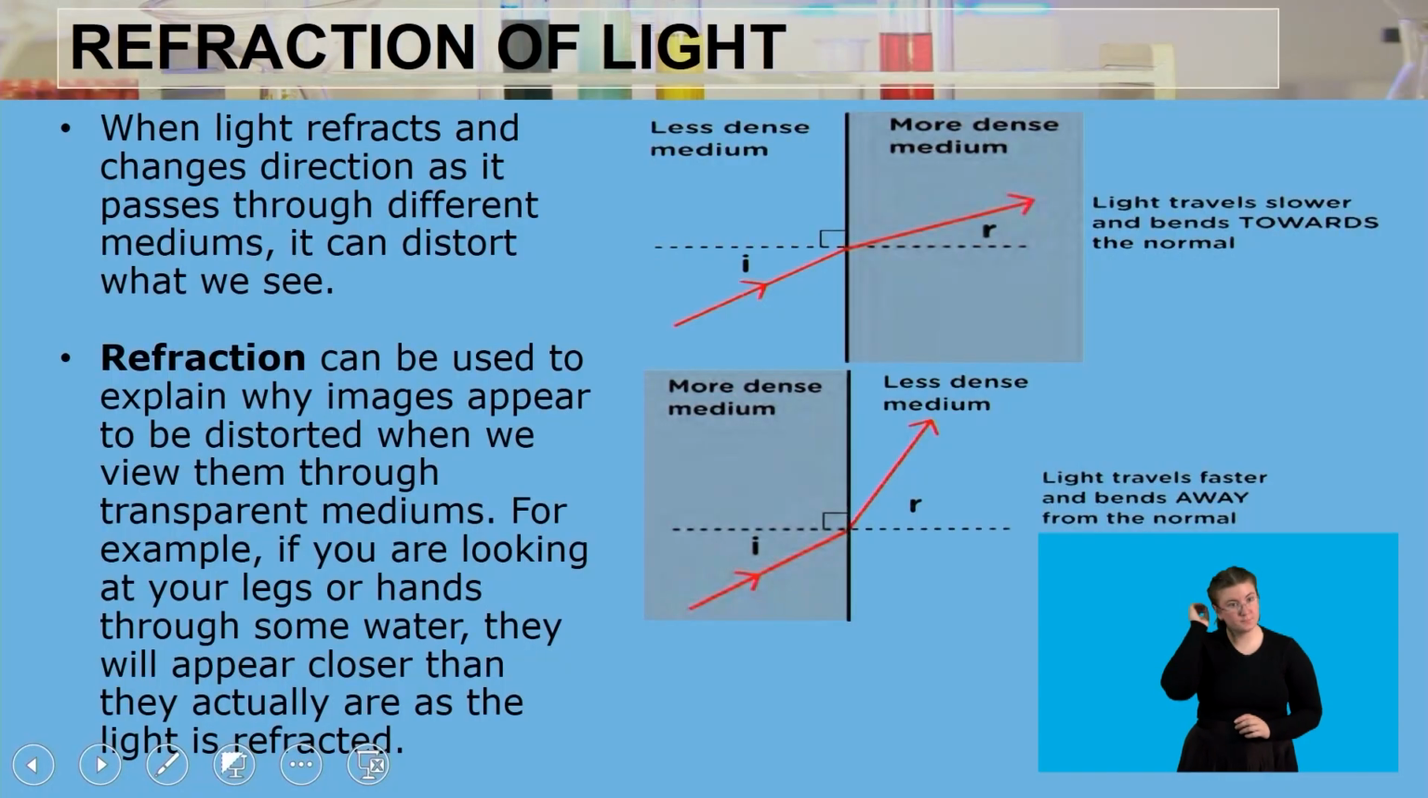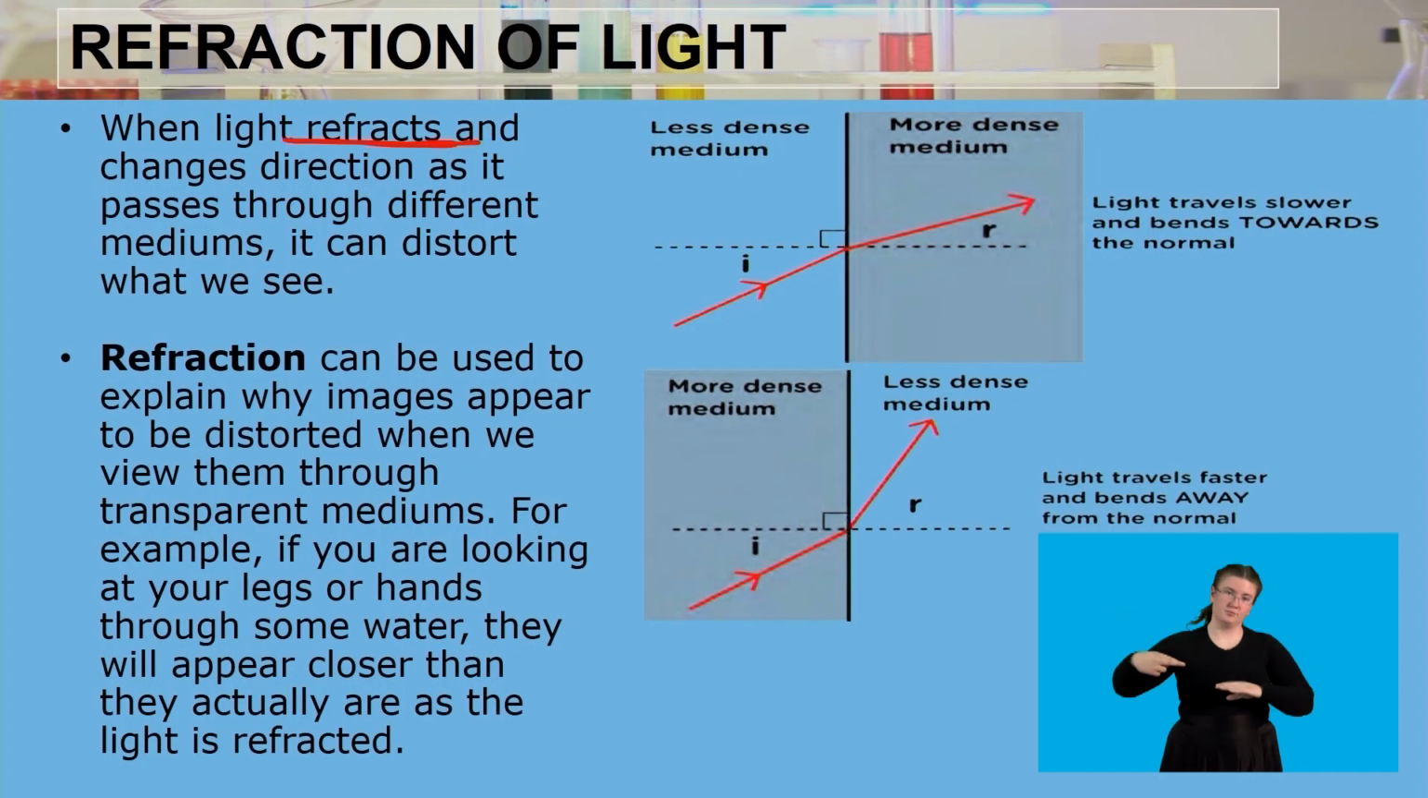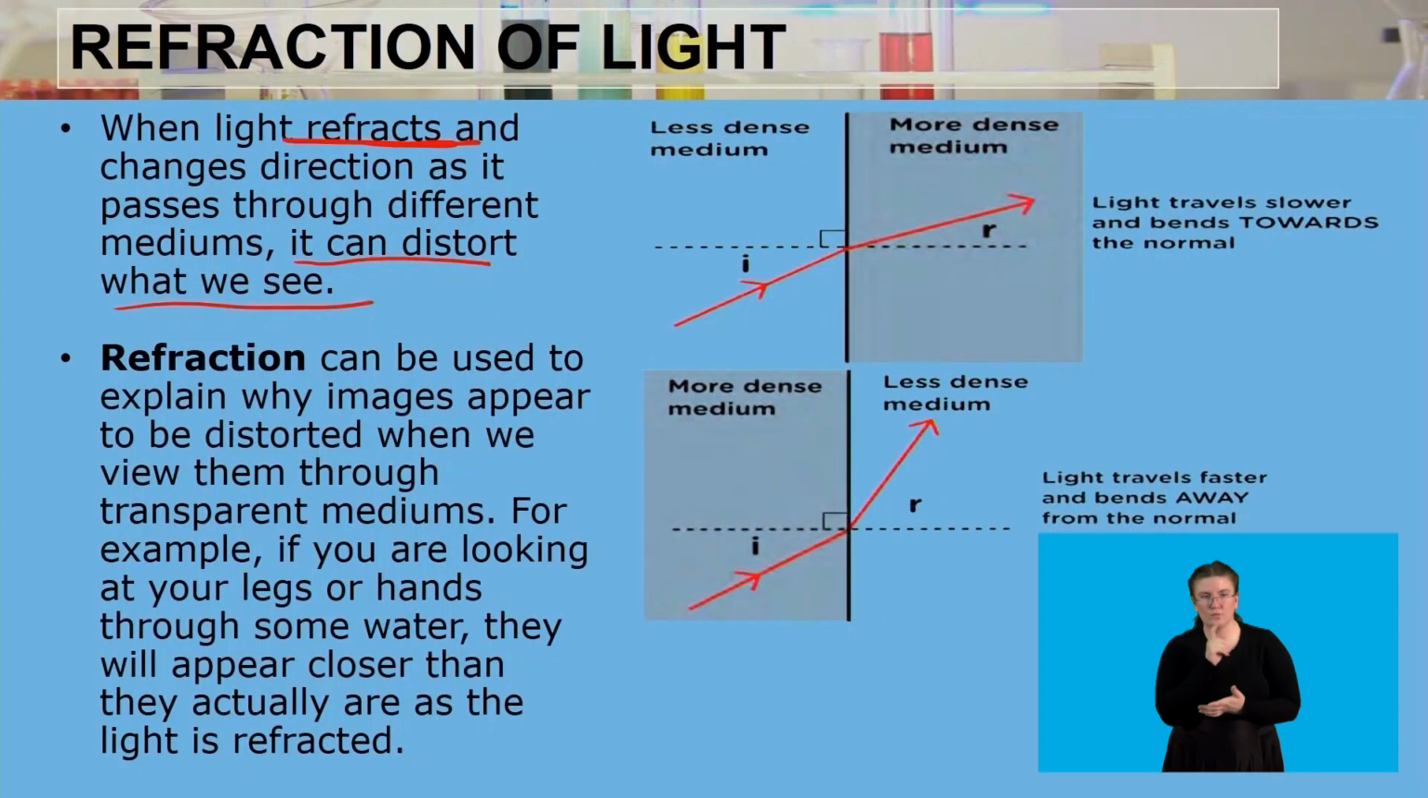Furthermore, when light refracts, remember refraction is the bending of light. When light refracts and changes direction as it passes through different mediums, it can also distort what we see. What we see may not be what we are actually looking at. So refraction can be used to explain why images appear distorted when we view them through transparent mediums. For example, if you're looking at your legs or hands through some water, they will appear closer than they actually are. This is because the light is going to be refracted.